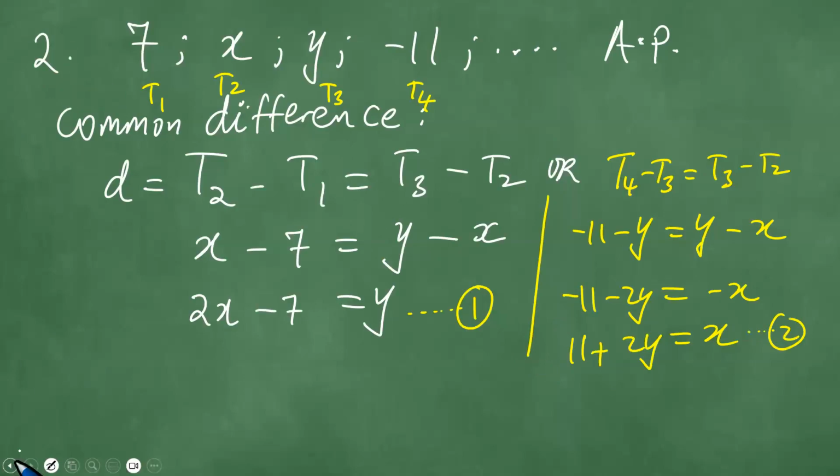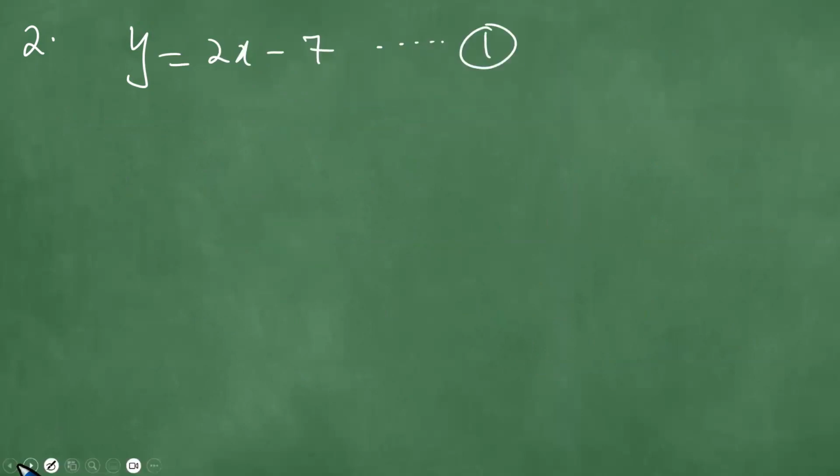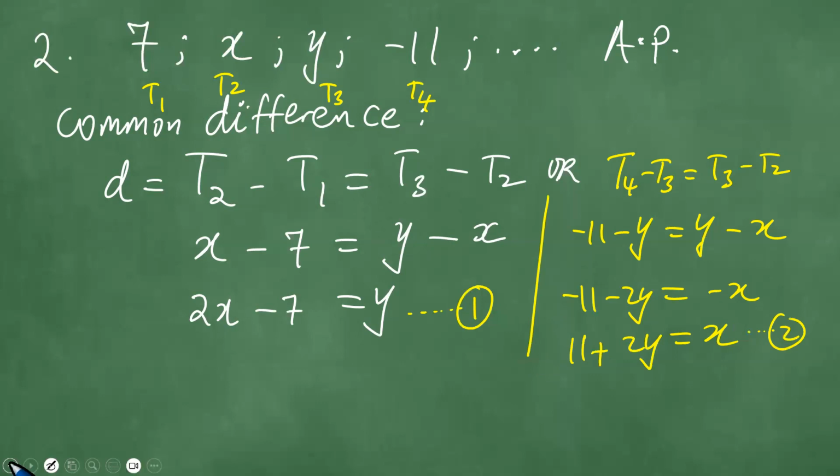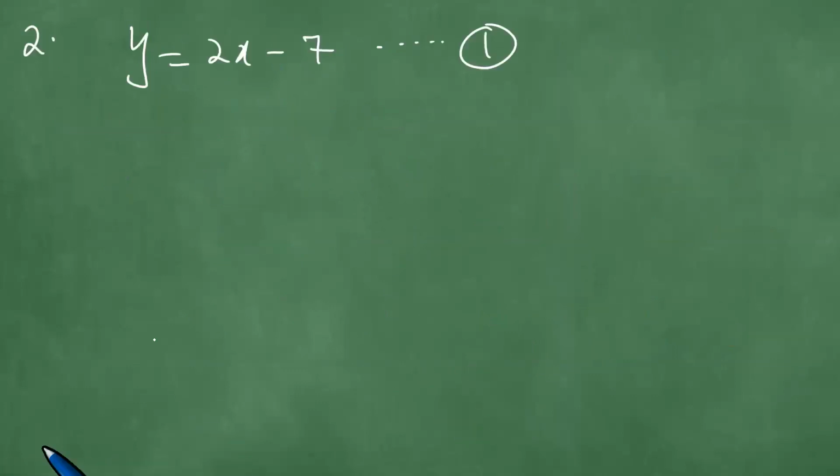Let's look at this one. We have y equals 2x minus 7, which is equation 1. And x equals 11 plus 2y, which is equation 2.